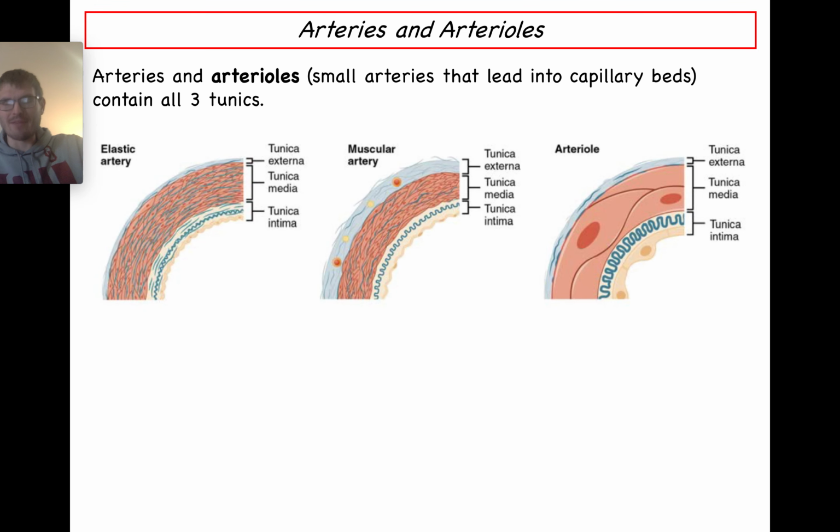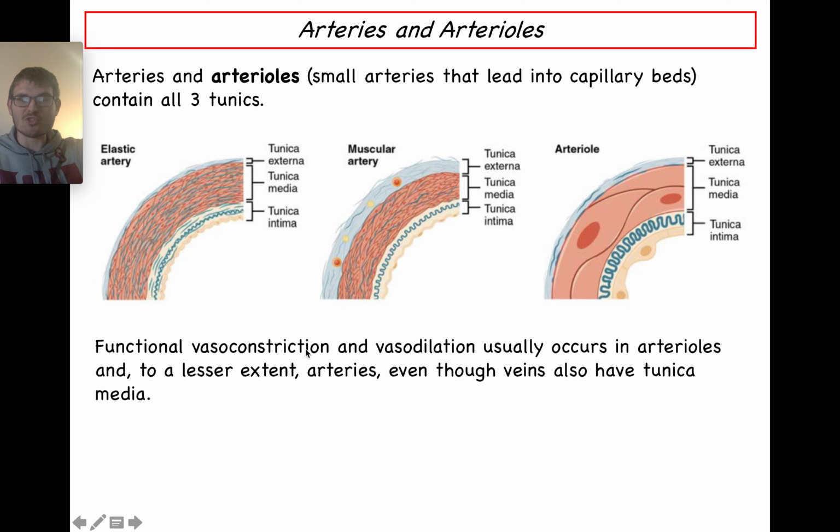So just to kind of briefly go through some of the things that I've already talked about, arteries and arterioles are going to contain all three of the tunics that you can see here. So you can see several different types of arteries here, and then the arteriole right there. I mentioned that most of our vasoconstriction and vasodilation will happen through the arterioles rather than through the arteries, although it does happen a little bit in the arteries.